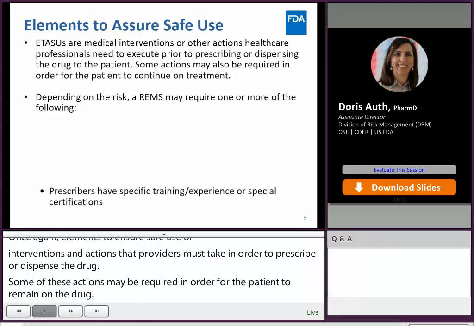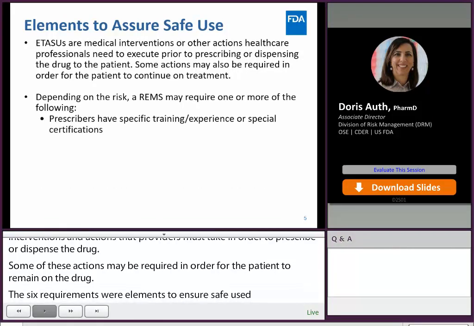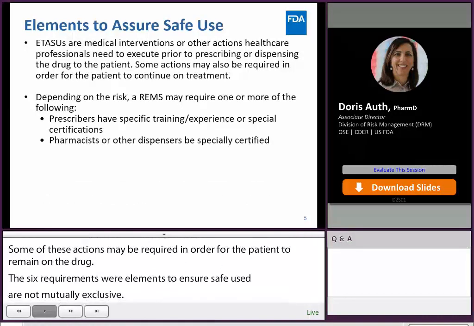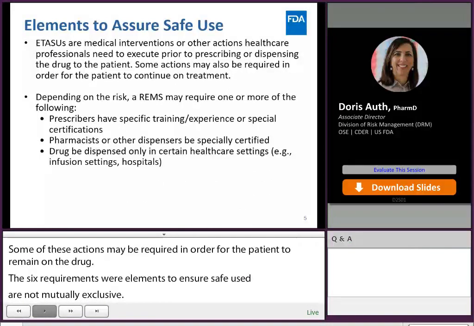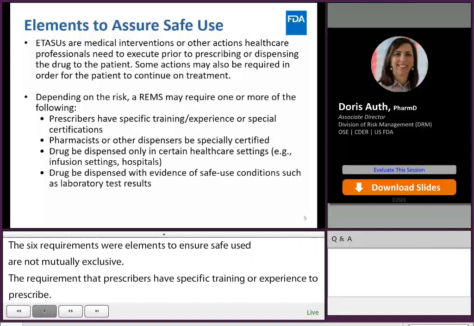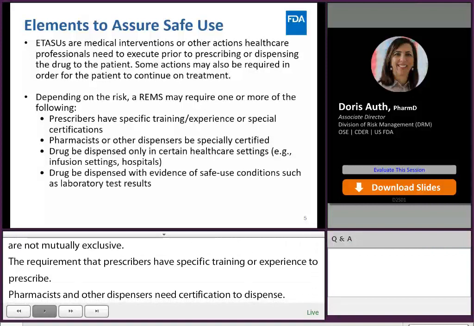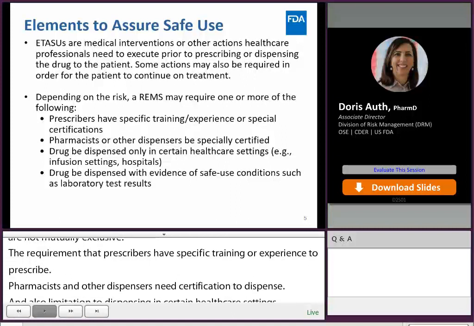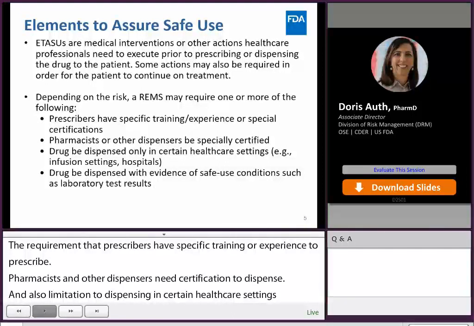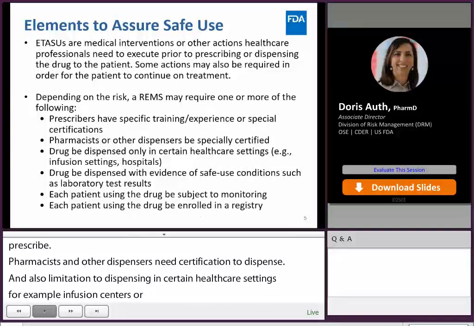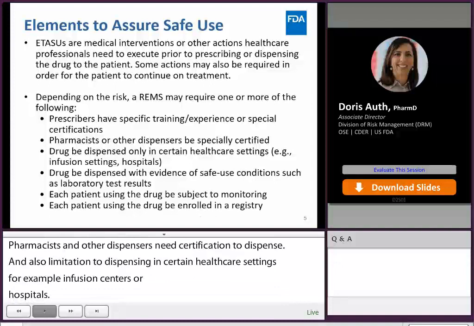the requirement that prescribers have specific training or certification to prescribe, the requirement that pharmacists and other dispensers have certification to dispense, also limitation of dispensing to certain healthcare settings, for example, infusion centers or hospitals, dispensing of the drug after verification of certain safe use conditions, such as laboratory tests, may also be required, as well as the requirement that patients using the drug are subject to monitoring. And finally, some REMS require that each patient using the drug be enrolled in a registry.